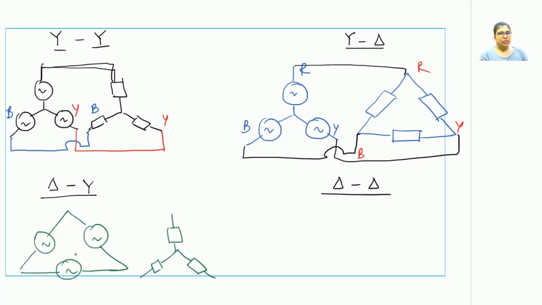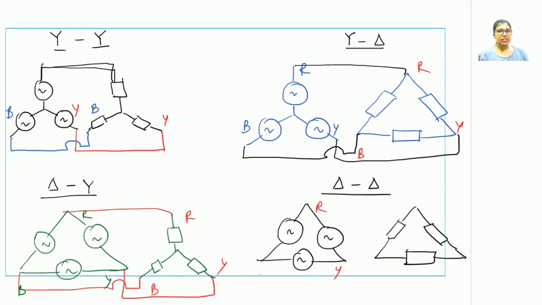Moving on to the next one. Now this is a delta connection of the source, and this is the star connection of the load. This is R, this is Y, this is B. Likewise, this is RYB, connecting R to R, Y to Y, B to B. Moving on to the last part, that is delta source with delta load connection. I am representing the RYB terminals, connecting R to R, Y to Y, B to B. So these are the four sets of representation of star-delta with load and the source connection.